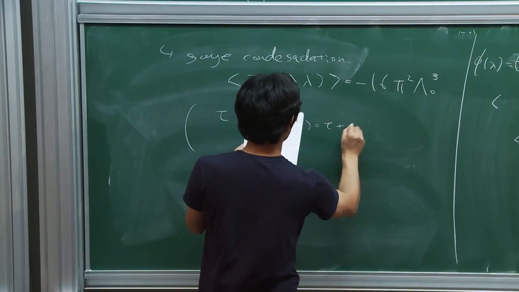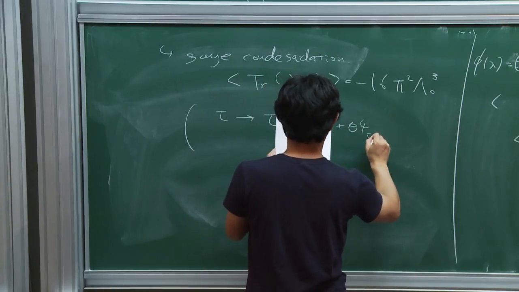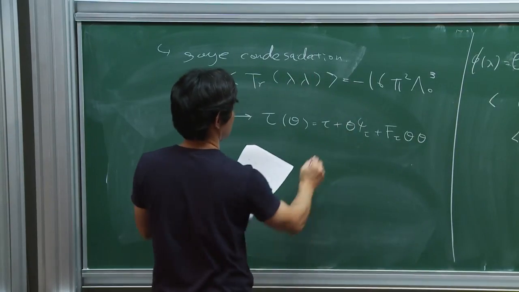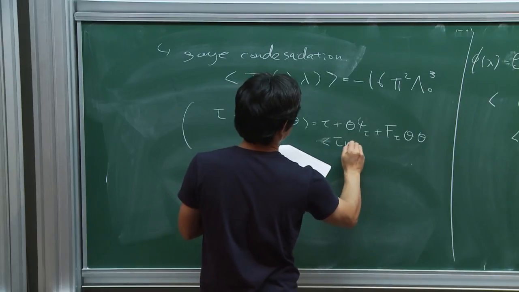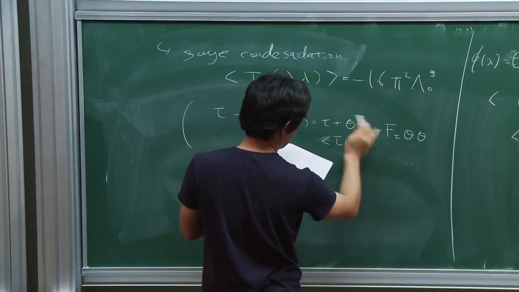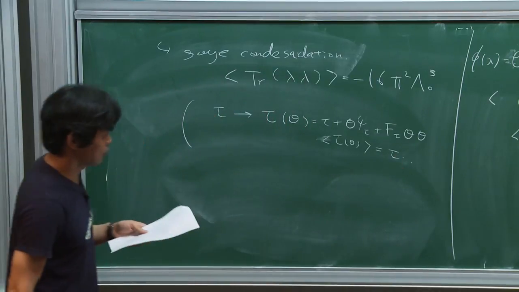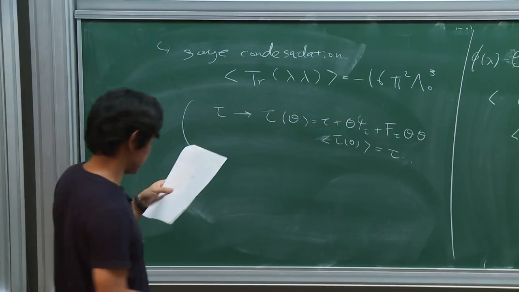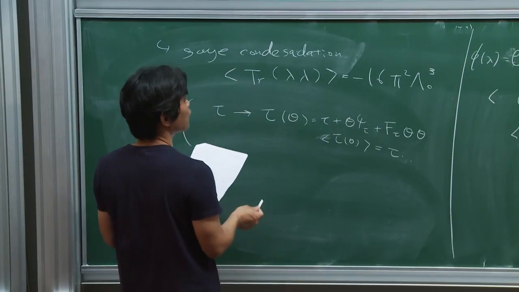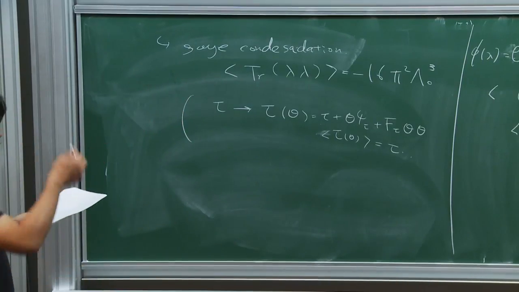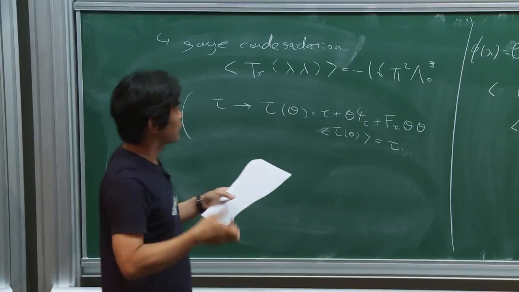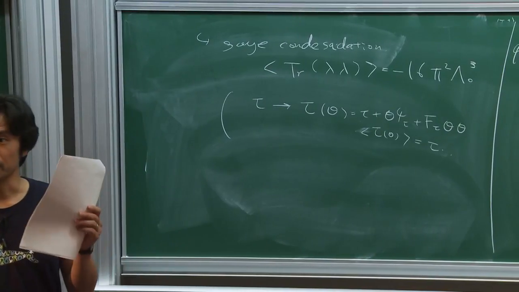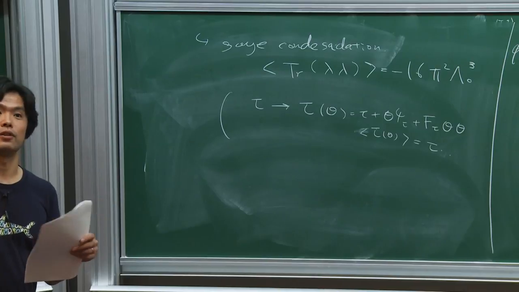And introduce some auxiliary field like this one, and consider this as an auxiliary field, and only this tau gives an expectation value. Okay, so this is also a technique to compute some quantities, I mean, lifting some coupling constant into the chiral superfield.